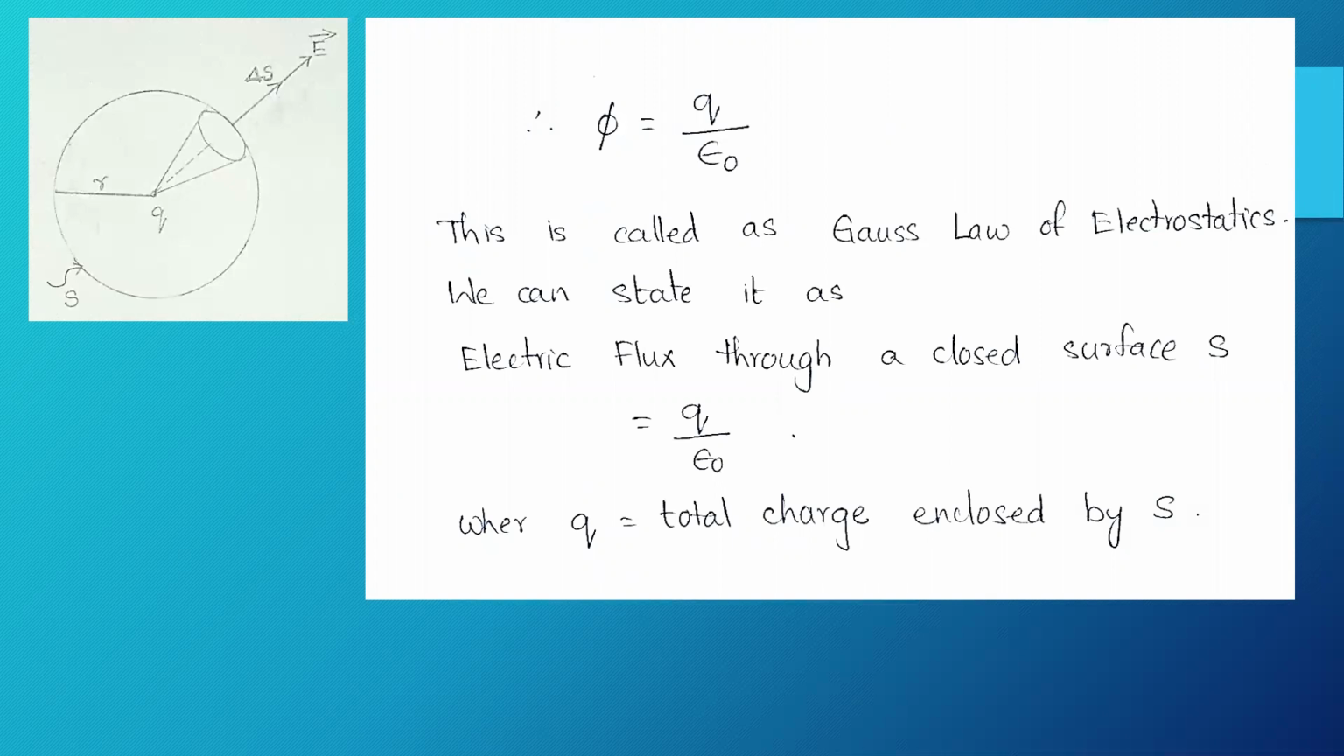This is called the Gauss Law of Electrostatics. We can state it as: electric flux through a closed surface S is equal to q by epsilon naught, where q is equal to the total charge enclosed by S. So finally, once again, we can say the Gauss law as: the total flux through a closed surface is equal to the total charge enclosed by the surface divided by epsilon naught.